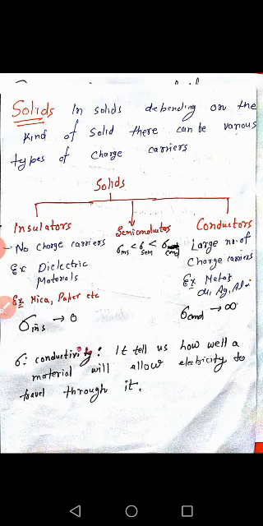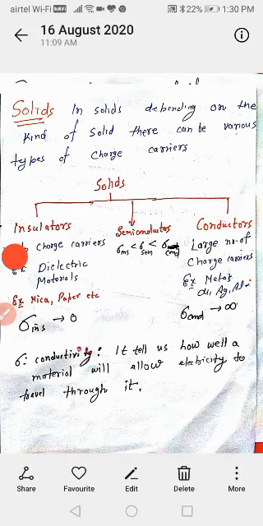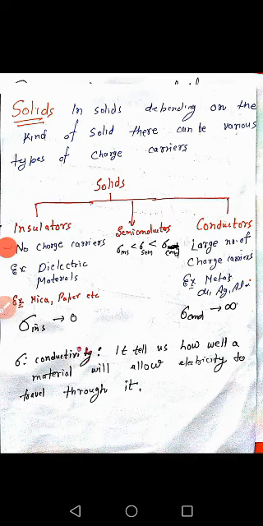So, solids. In solids, the theory is different. Depending on the kind of solid, there can be various types of charge carriers. There could be holes or electrons, as we will discuss in subsequent sessions. First we need to understand this on the basis of conductivity.